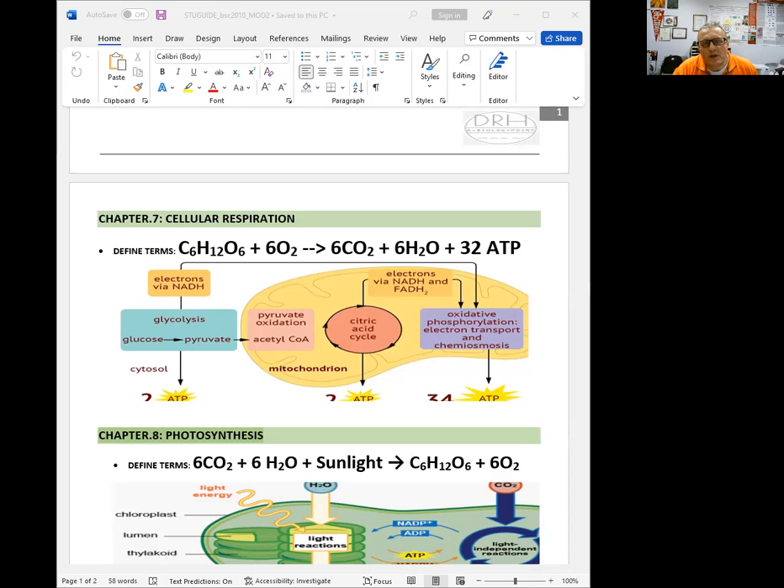Okay, and this is a redox reaction. So in a redox reaction, something must be oxidized, something must be reduced. So in this case, the glucose, our starting molecule, is oxidized to CO2, and oxygen, our second reactant, is reduced to H2O, right? So there are many steps.